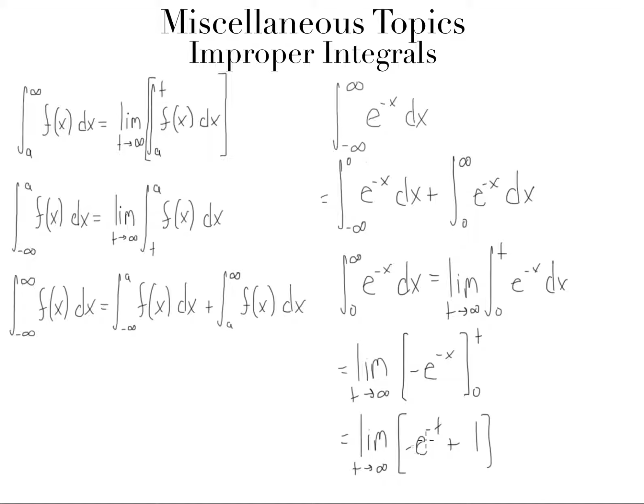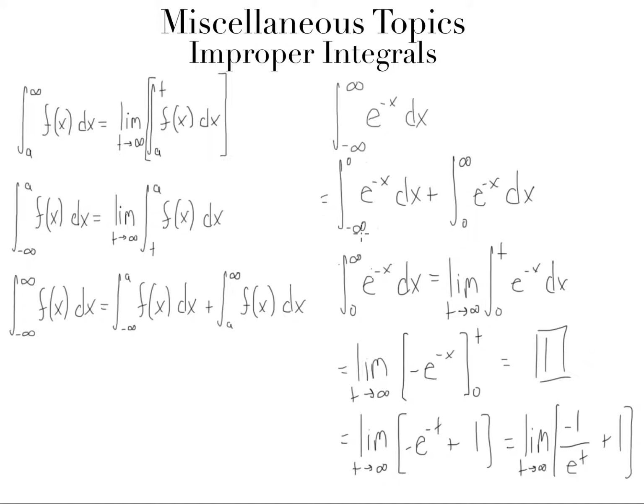Now when we apply this limit, it's clear that we can rewrite this term with e as the same limit as t goes to infinity of negative 1 over e to the t plus 1. Now e to the t becomes unbounded as t goes to infinity, so therefore this term will go to 0, and we can see that this integral is equal to 1. So this first integral with the 0 to infinity is convergent.